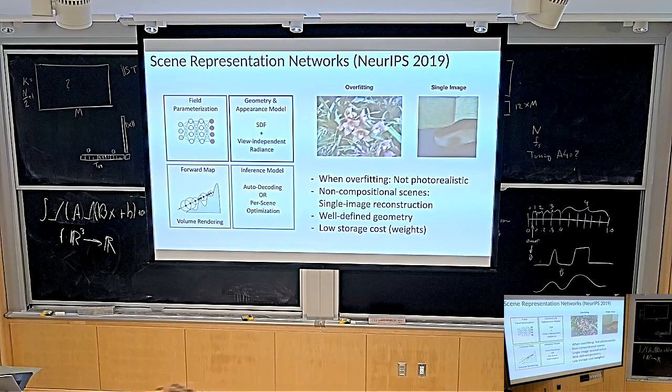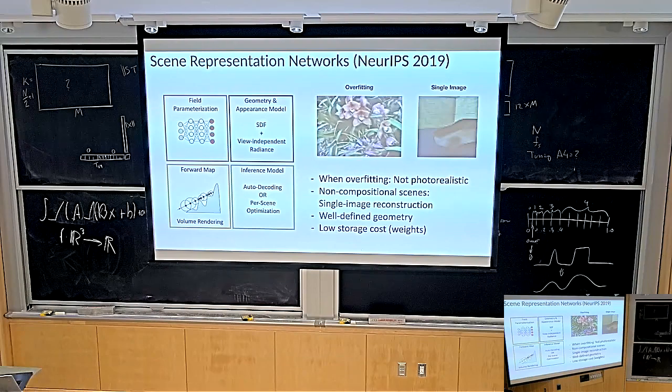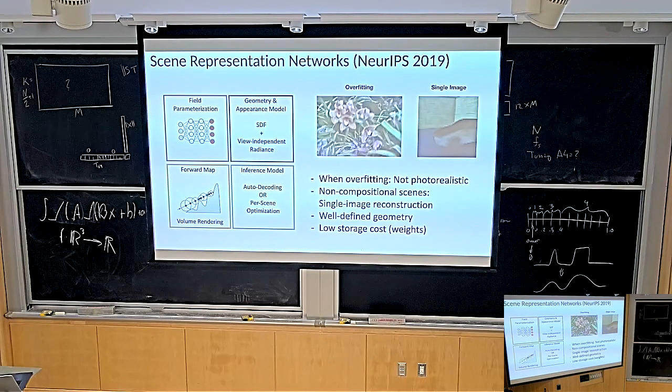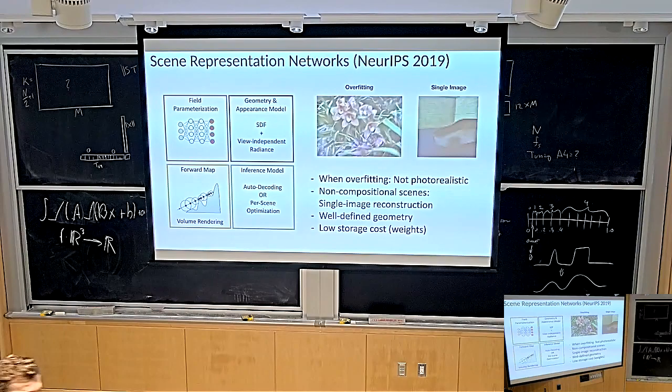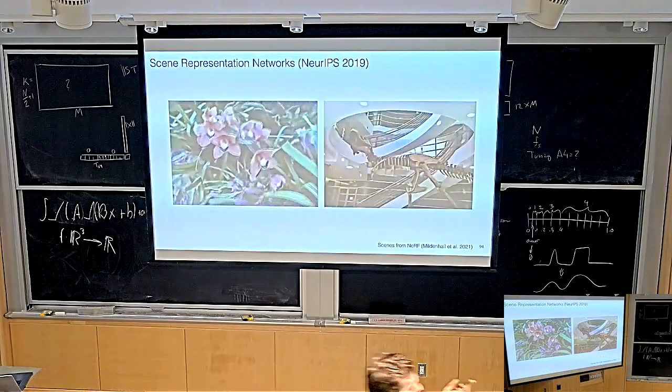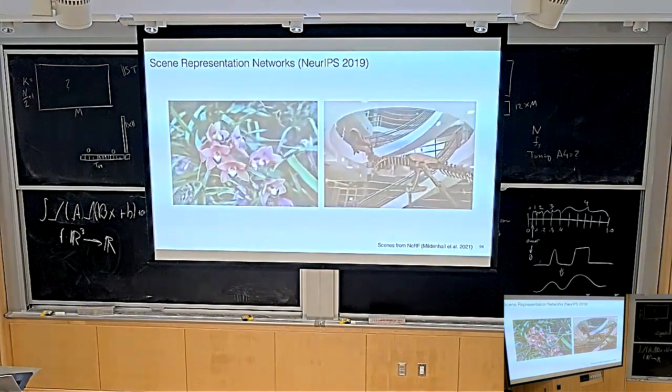And actually, the point that I was interested in back then, which is what we're going to discuss in the next few lectures, is generalization. The key part of scene representation networks was reconstructing a 3D scene from a single image, not from 100 images. But we're going to talk about that later. Okay, so these were some renderings you can get out of scene representation networks.